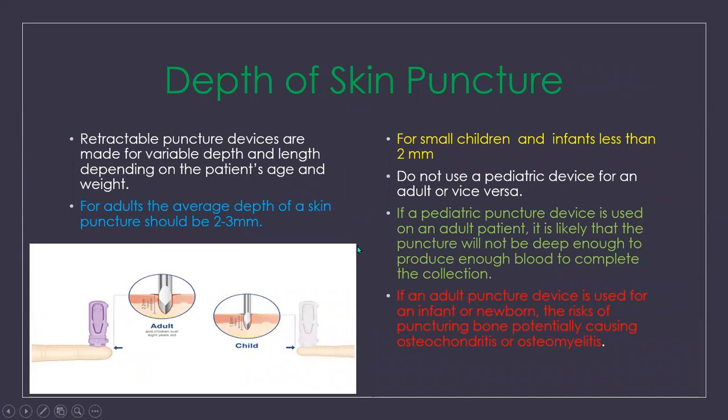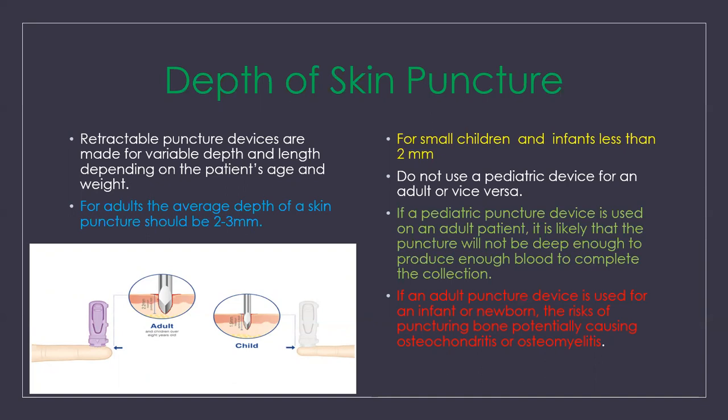So why is the depth of the skin puncture important? You have retractable puncture devices that are made of variable lengths and depth, depending on the patient's age and weight. For adults, the average depth of a skin puncture should be 2 to 3 millimeters. For children and infants, it should be less than 2 millimeters. And of course, you do not want to use the pediatric device for adults or vice versa.